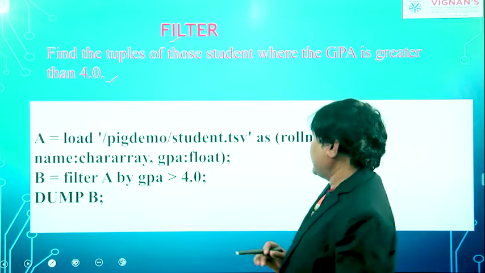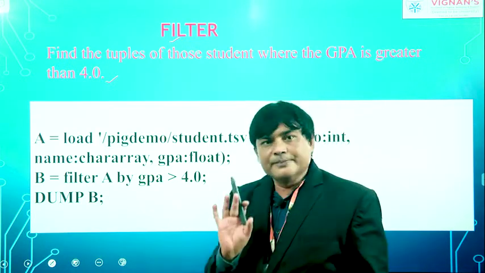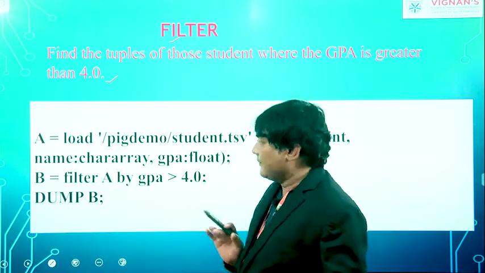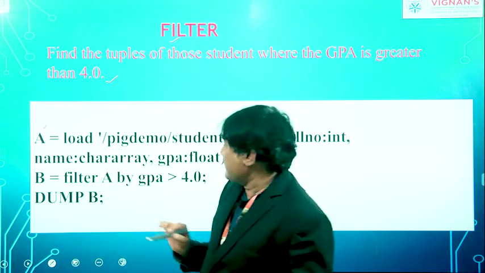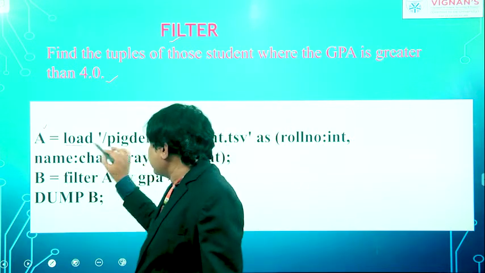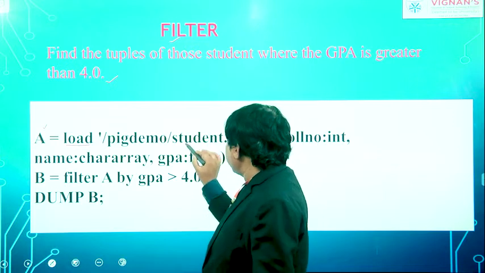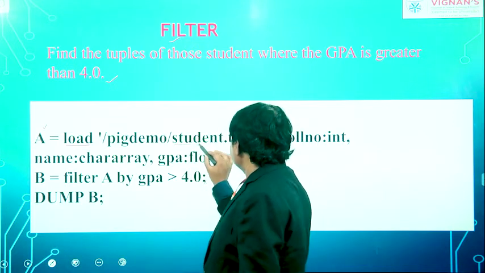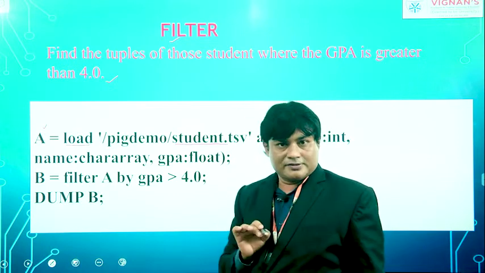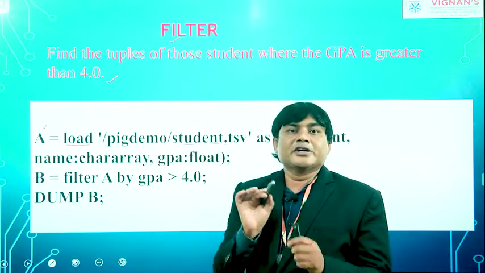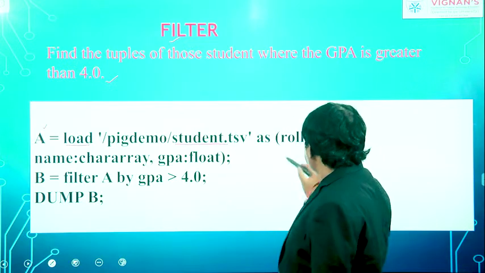Now see here, I'm using a very simple statement. Again, A is a relation I'm having. I'm using the load operator. I'm loading data into a relation, the student.tsv file, because it is tab separated values. So all the fields are separated by a tab. It has the following schema.